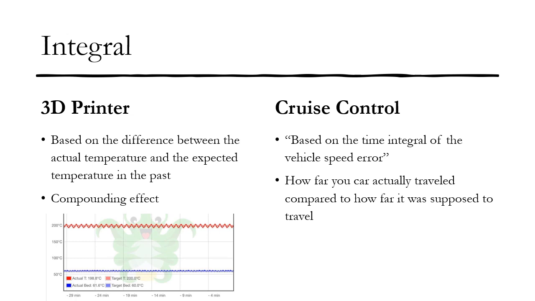With cruise control, it's based on the time integral of the vehicle speed error. So it's how far the car actually traveled compared to how far it was supposed to travel. So once again, it's that compounding effect. So both of these ones, at the beginning when the PID loop is started, will have less of an effect, but over time, these are what will have more of an effect on the PID loop and the speed or temperature of the car as it is going along.